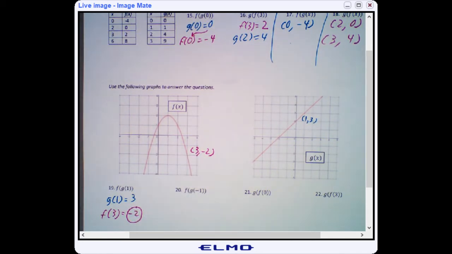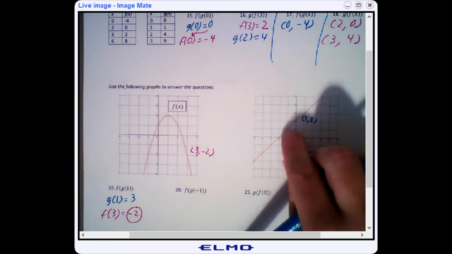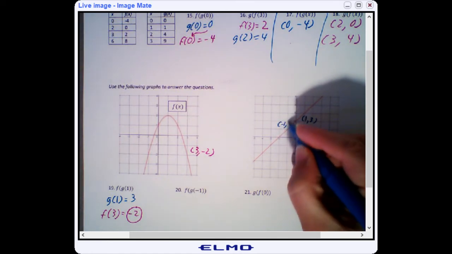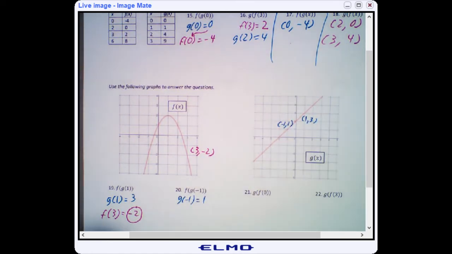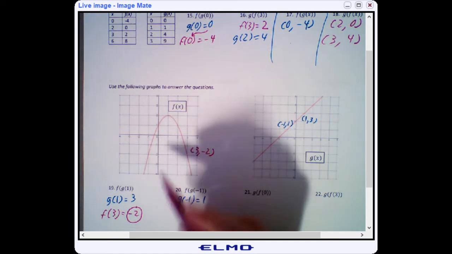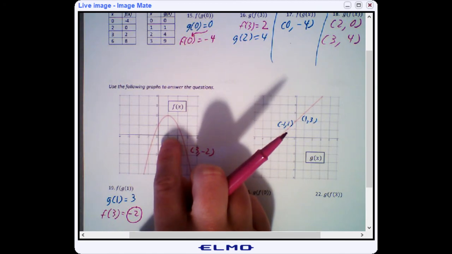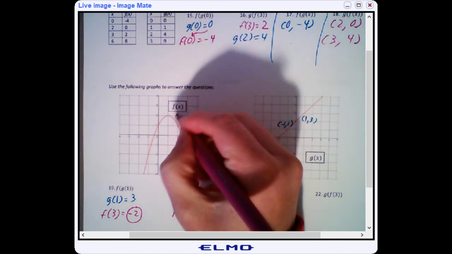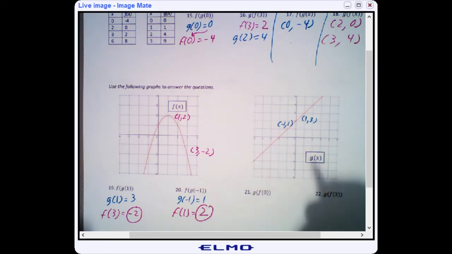f of g of -1, so we're going to start at -1 on the x-axis for the g, that's 1. That's going to become the input for my next f function. So we're going to do f of 1. So I find 1 on the f, and that's 2. So that would be my answer. f of g of -1 is 2.